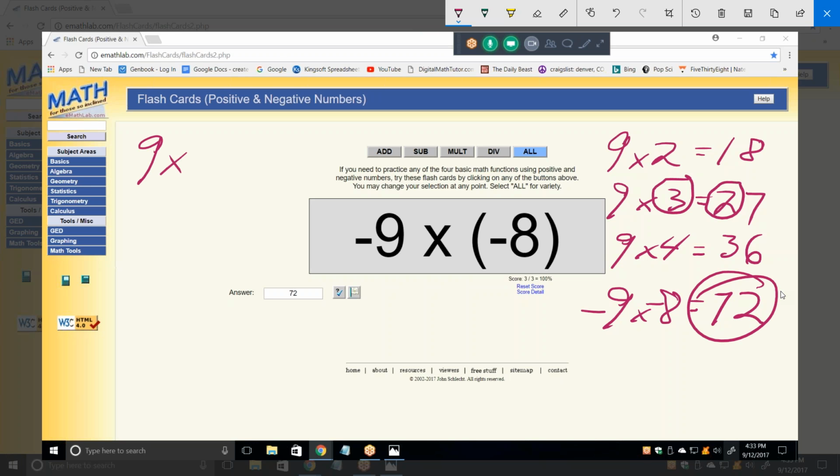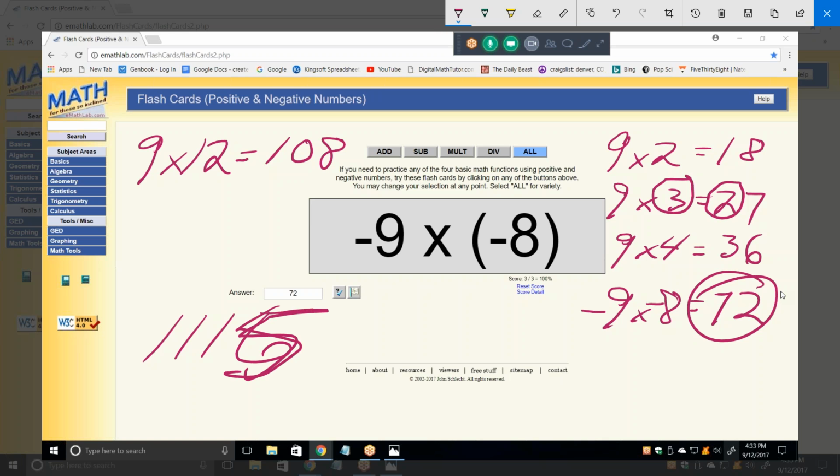If I do 9 times 12, I get 108. What do those 3 digits add to? 9. And in fact, you can take any large number like that. Is that divisible by 9? Yeah, because the digits add to 9. And only numbers where each digit, when you add them together, add to 9 are divisible by 9. If it added to 8, if it was 1115, I would know that is not divisible by 9. So this is a pretty useful trick.